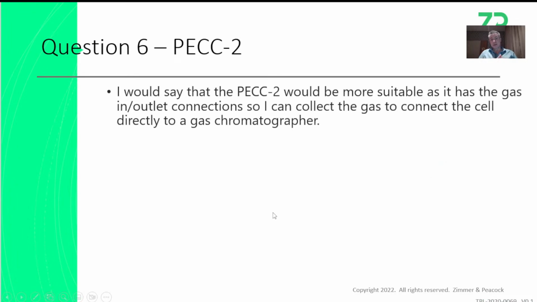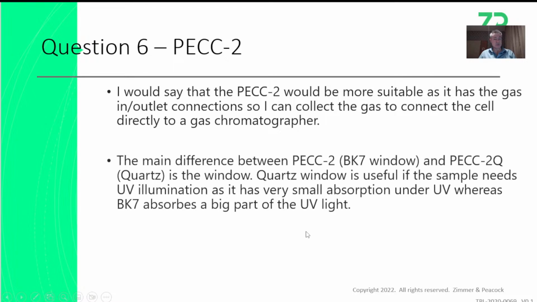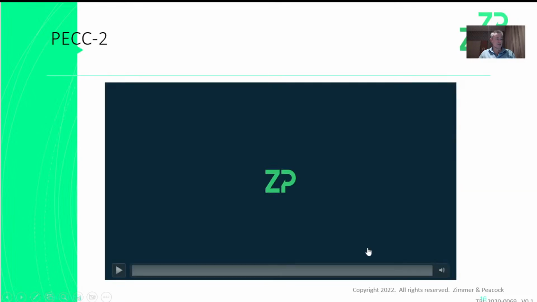I'll show you a video of a PEC2 cell in a minute, but it's really for doing photoelectrochemical experiments in what they call dye-sensitized cells. Grätzel cells are the kind of terms. These are ways of generating voltage and current from essentially photons.